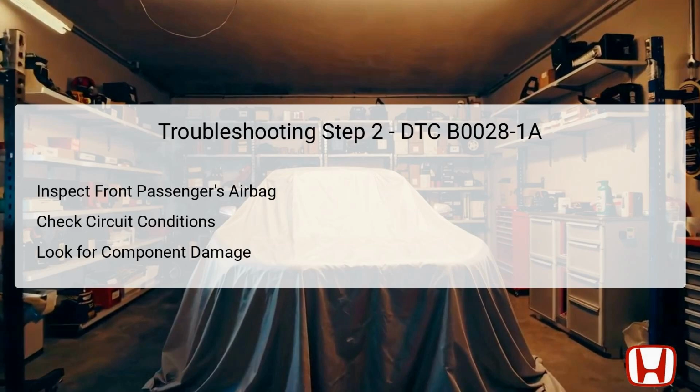This step is crucial, as any physical issues with the airbag can lead to a failure to deploy properly in an accident. Furthermore, check the circuit conditions associated with the inflator and ensure there are no cuts, abrasions, or corrosion on the wiring that could affect conductivity. Following this thorough inspection helps confirm whether the airbag itself is the cause of the DTC B0028-1A, or if other related components are contributing to the issue.